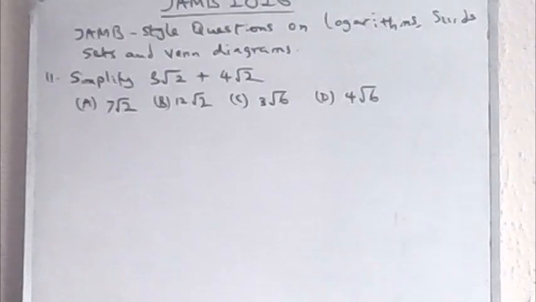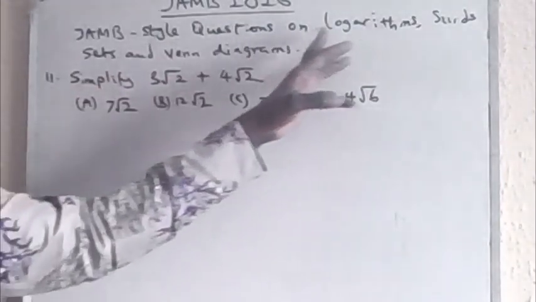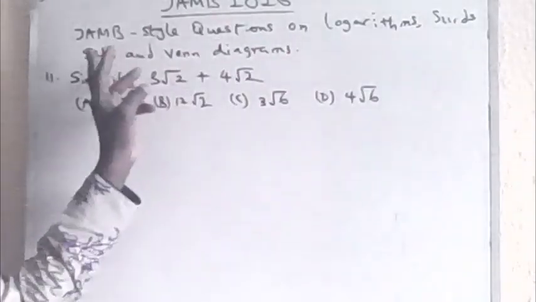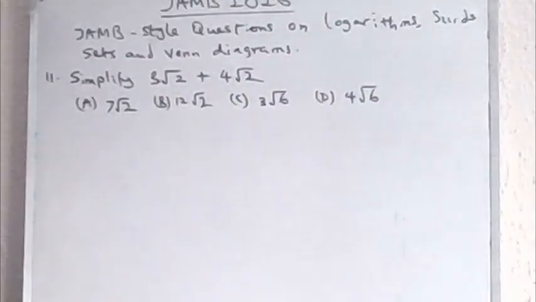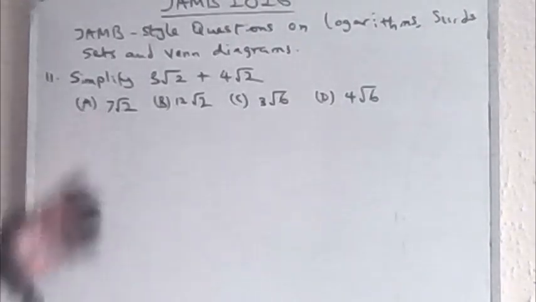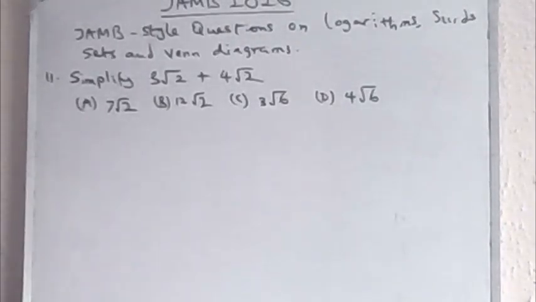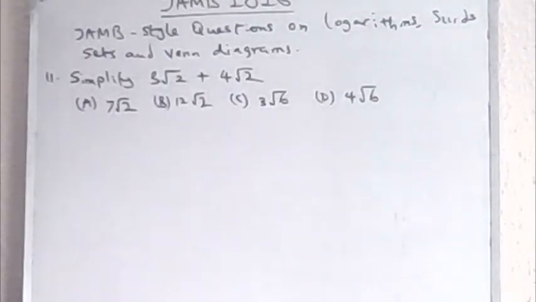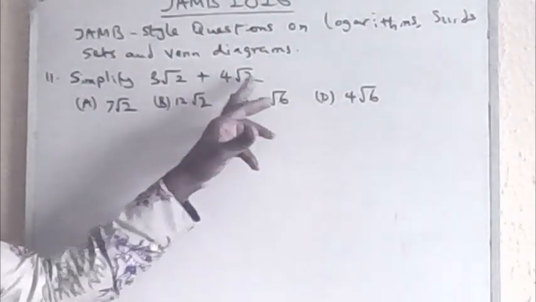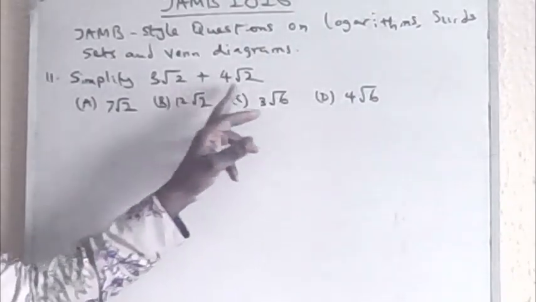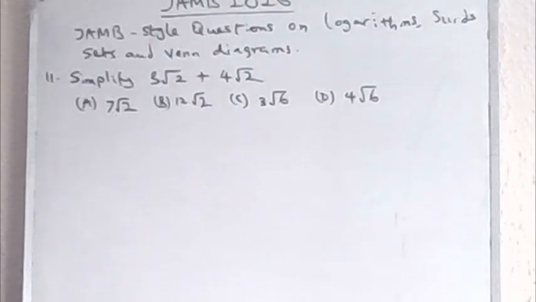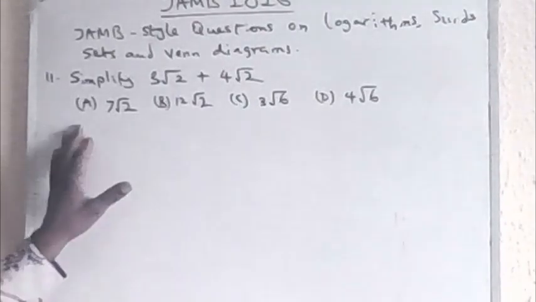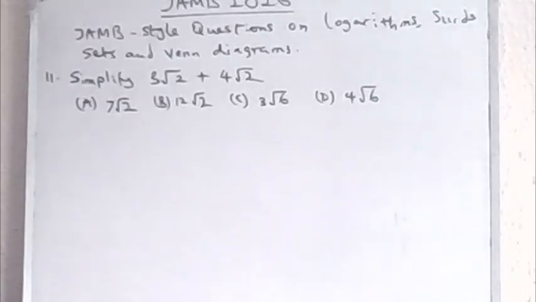So today we go ahead with part 2 of the series, JAMB style questions on logarithms, surds, sets, and Venn diagram. So we'll continue where we left off in part 1. Now looking at a question from surds, it says simplify 3 root 2 plus 4 root 2. These are known as surds because they have root function numbers in them. So these are the options you are given to pick from in the JAMB.